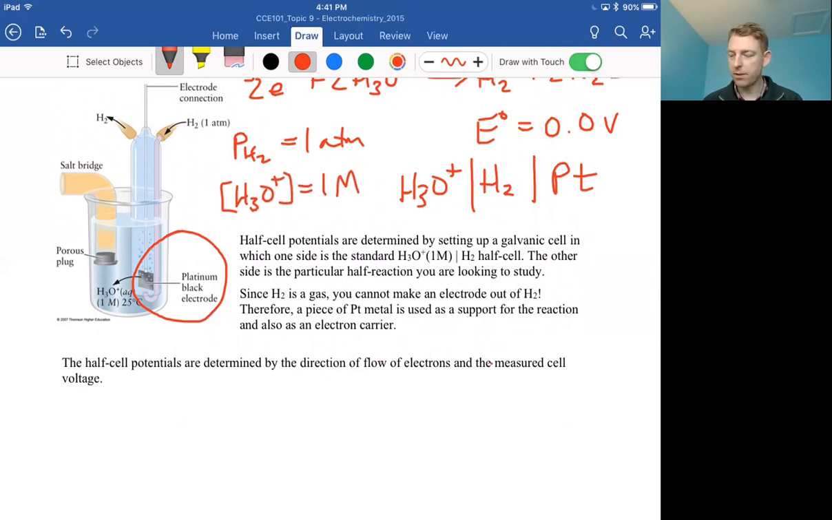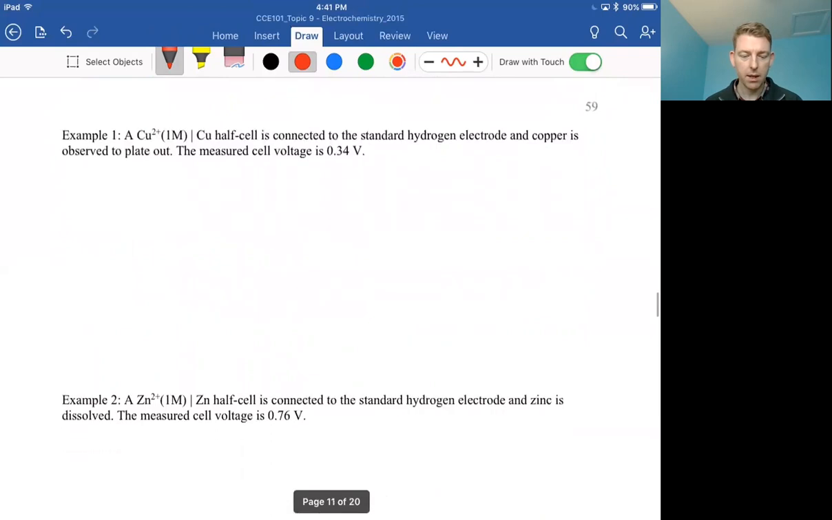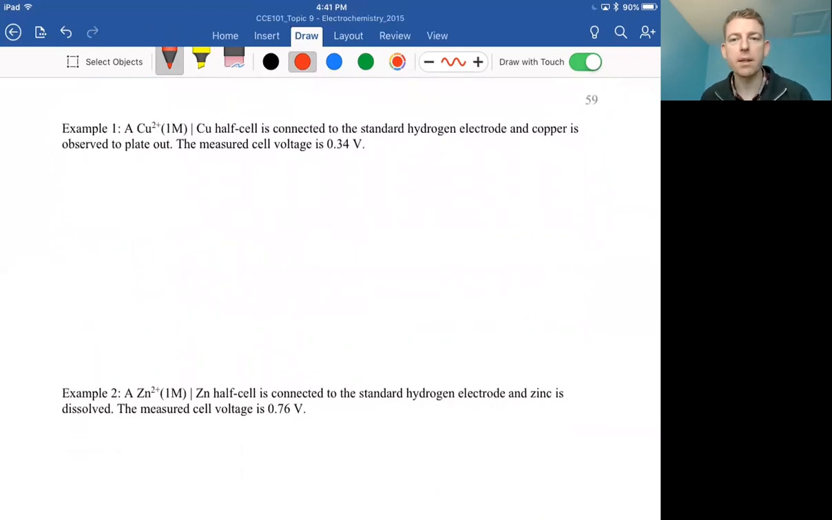Good, so now we're ready to calculate some standard reduction potentials. So even as with class, this is a good place to stop and try these examples on your own before we go ahead and solve them. So feel free to pause it, but I'm going to carry on, of course, and solve the thing. So if we look at the first example, where we have 1 molar solution of copper 2+ ions, half cell attached to a standard hydrogen electrode, copper being observed to plate out.